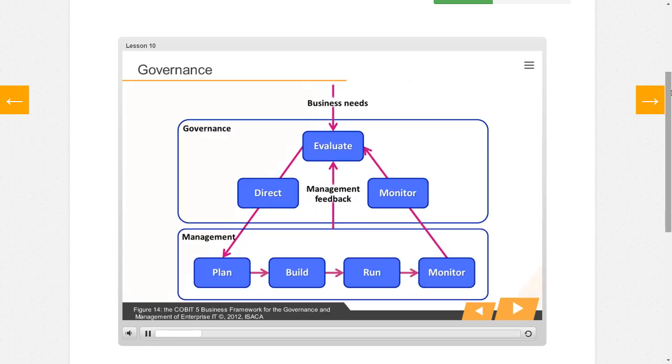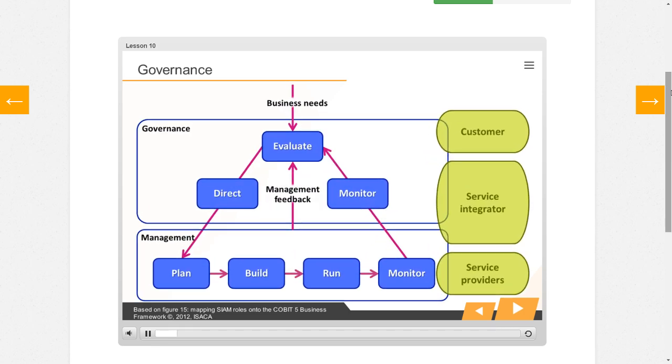COBIT 5 is a governance framework for IT services. The diagram you can see on screen here shows the governance activities defined within COBIT: evaluate, direct, and monitor. The lower-level activities of plan, build, run, and monitor are defined as management activities by COBIT.